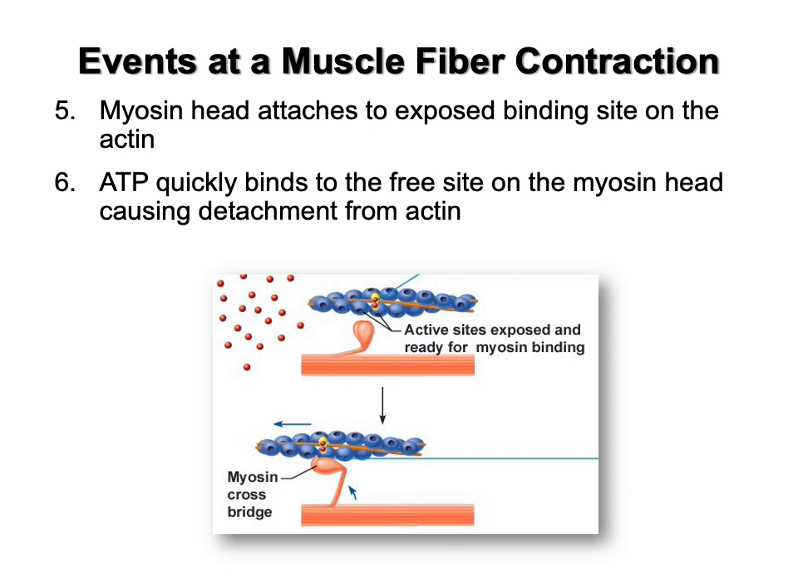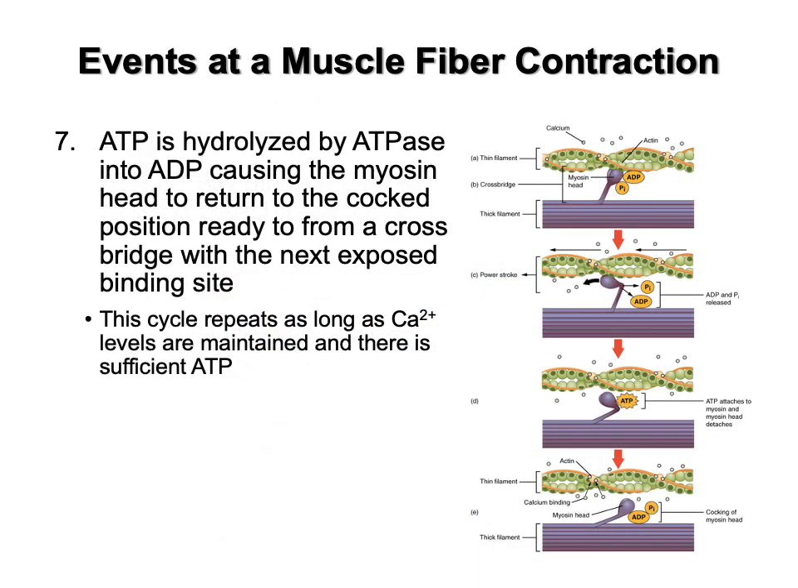So what I want you to appreciate is that it takes energy to start a contraction and it takes energy to stop it. As long as there's ATP, that myosin head will continue to attach to subsequent binding sites on the actin, always pulling it towards the center of the sarcomere. ATP is hydrolyzed by ATPase into ADP, causing the myosin head to return to the cocked position, ready to form the next cross bridge to the next exposed binding site.